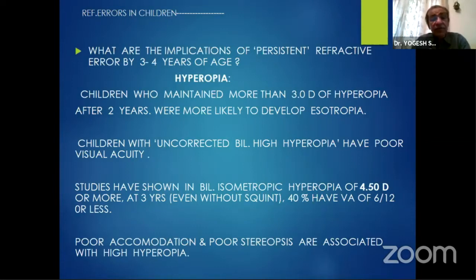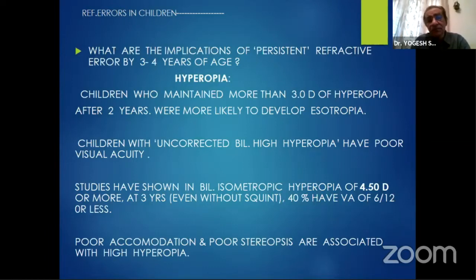Studies have shown that in bilateral isometropic hyperopia of 4 diopters or more, after 3 years, even without strabismus, 40% of children, almost half of the children, have 6/12 or less visual acuity. That means they have gone into a bilateral amblyopia. Poor accommodation and poor stereopsis are also associated with hyperopia, naturally, because there is too much strain put on the accommodative system.